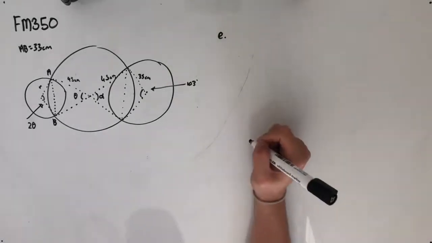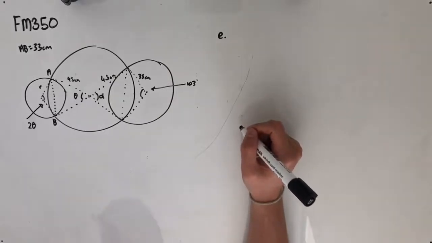Question E says, what is the area in square centimeters of the shaded region in the figure above?